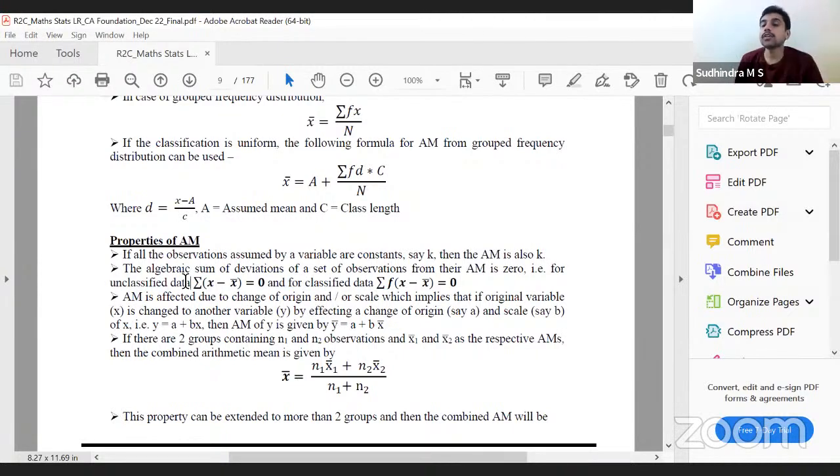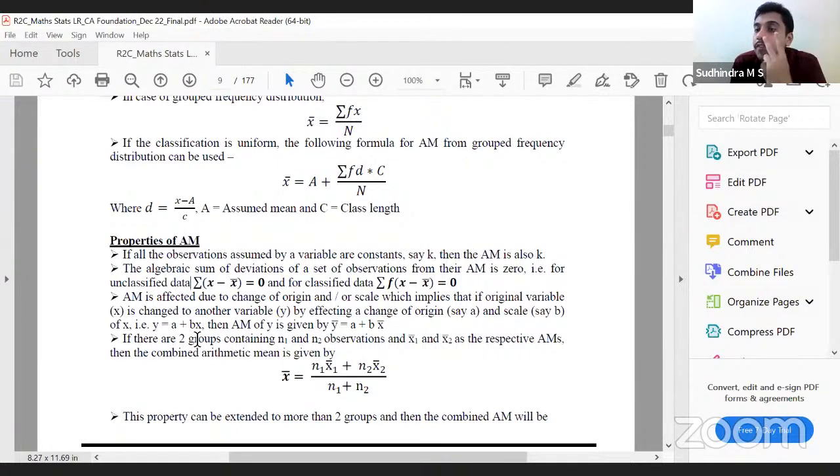Third one, with regard to change of origin and change of scale. Change of origin is addition or subtraction. Change of scale is multiplication, division. Arithmetic mean gets affected by both change of origin and change of scale. Therefore, if y is equal to a plus b into x, y bar is equal to a plus b into x bar. Right? Lots of questions will be asked based on this in the exam.